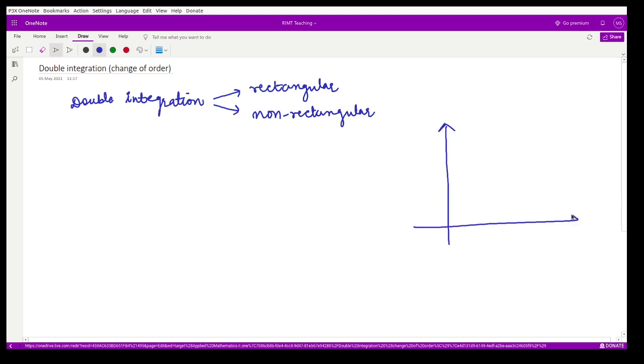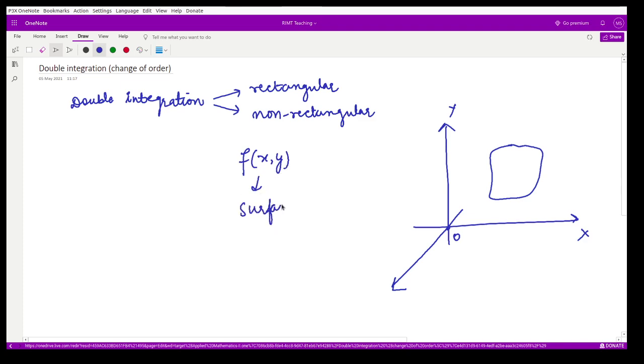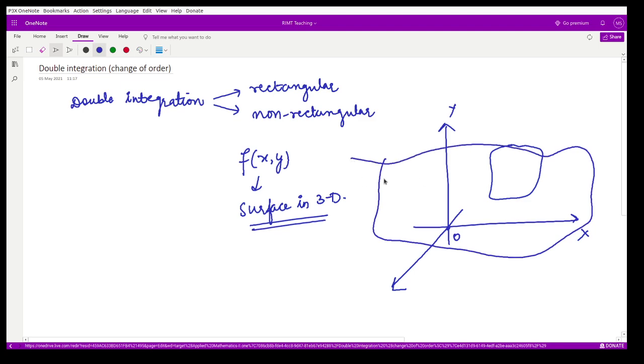Suppose in this two-dimensional plane x and y, some kind of domain is given to you. You have this z-axis also, and this is your origin. So you are now in three-dimensional space, and you are given some function f of x y, which is a surface in three-dimensional space. So the surface would look something like this, right?